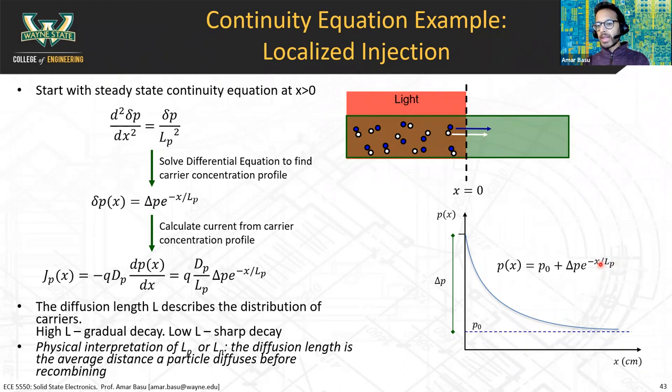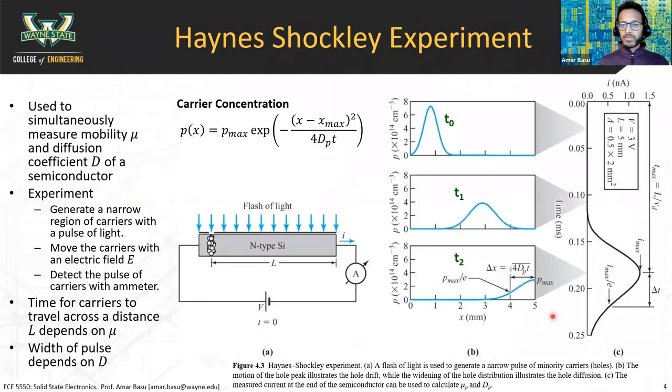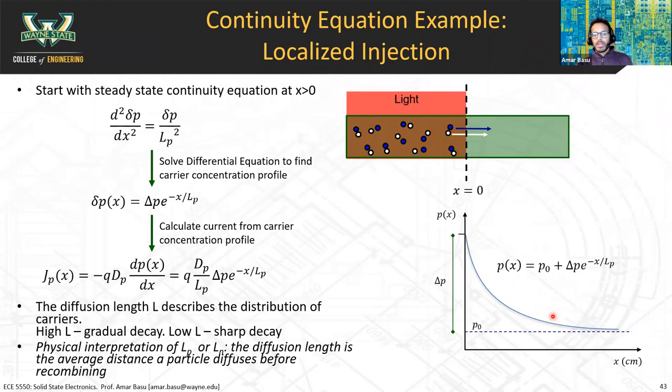The rate of decay is given by this L sub P term here, the diffusion length. If you have a large diffusion length, then you have a gradual decay, so there'll be a gradual slope here. And if you have a small diffusion length, you have a sharp decay that looks like this. All right, so you'll have an example problem like this in your homework.